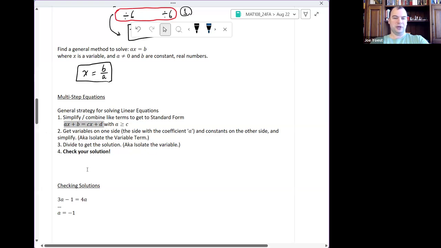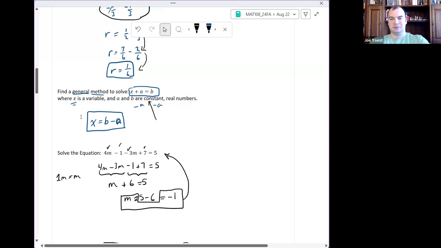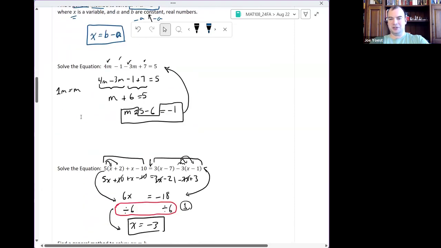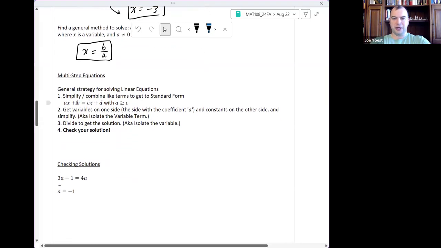Now, getting to this point might require some different strategies, right? Maybe sometimes you need to distribute, maybe other times you need to just combine some like terms. So you need a more flexible strategy to get to this point. But once you get to this point, then we can just follow this pattern.